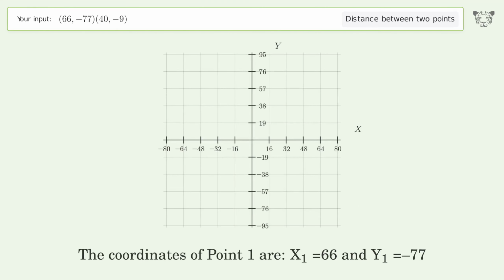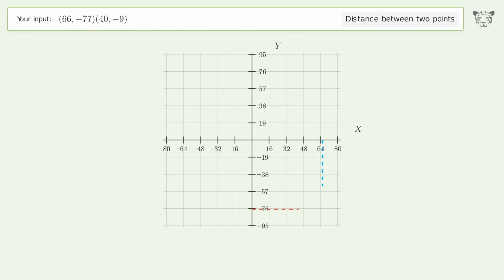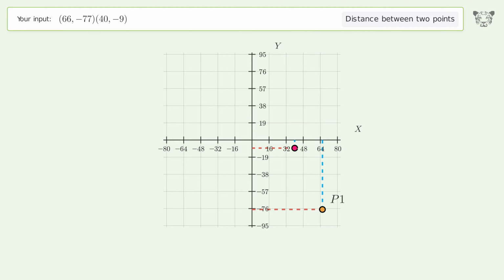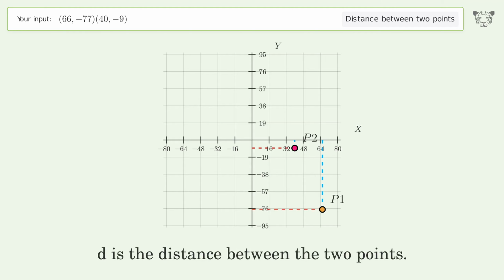The coordinates of point 1 are x1 equals 66 and y1 equals -77. The coordinates of point 2 are x2 equals 40 and y2 equals -9. D is the distance between the 2 points.